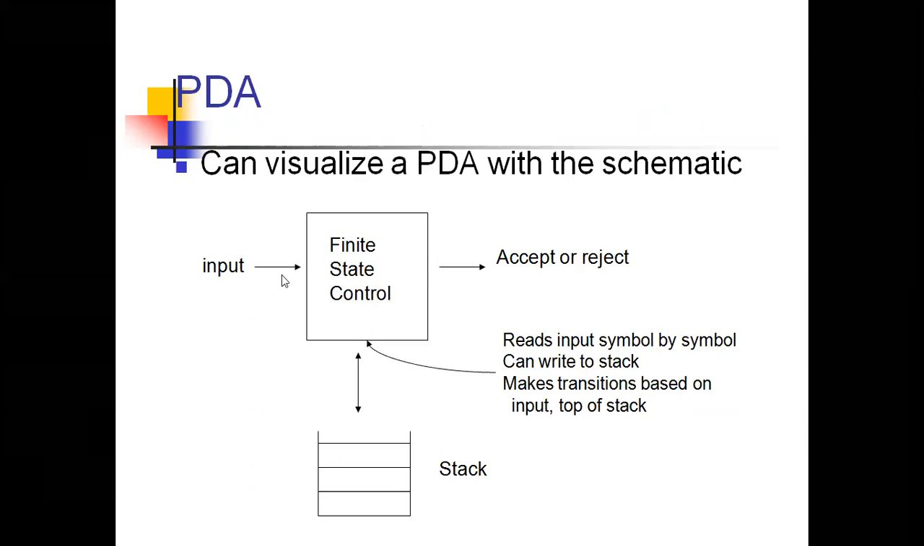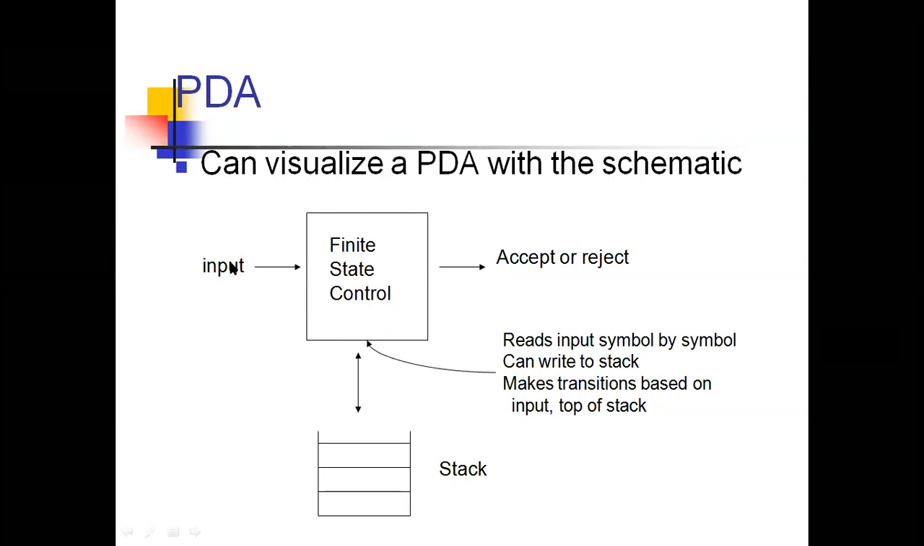And how we can visualize a PDA with the schematic. So this is a visualization, same thing I explained in the previous slide: input, finite state control, accept or reject, and the stack. That means here we're always reading the input symbol by symbol, and can write to the stack, and make transitions based on the input and what is on top of the stack.